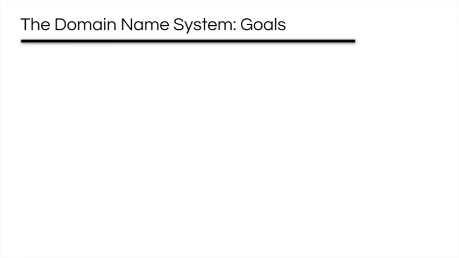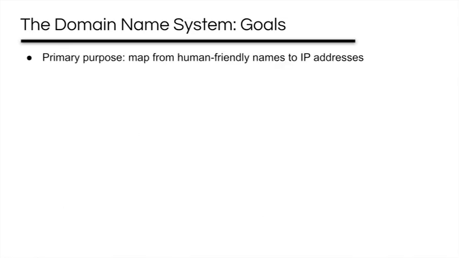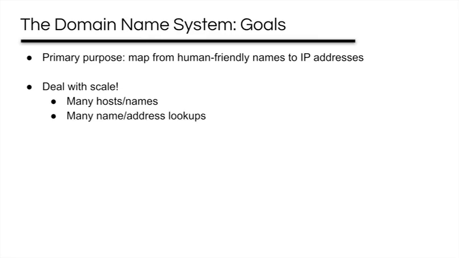So what are the goals of this system? Well, first of all, the primary purpose is to map from human-friendly names to IP addresses. While it does this, it needs to be able to deal with scale. There are going to be lots of hosts and names. They probably didn't foresee this at the time, but today there are about 360 million domain names. There's also going to be a lot of lookups, a lot of people who want to map a name to an address. And there's going to be a lot of updates. We don't want to have a bottleneck like having to make a phone call to the NIC in order to add a new domain name.